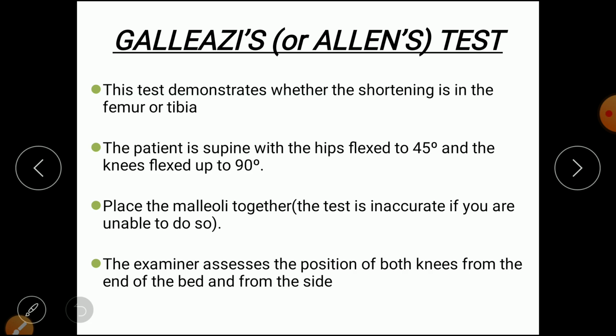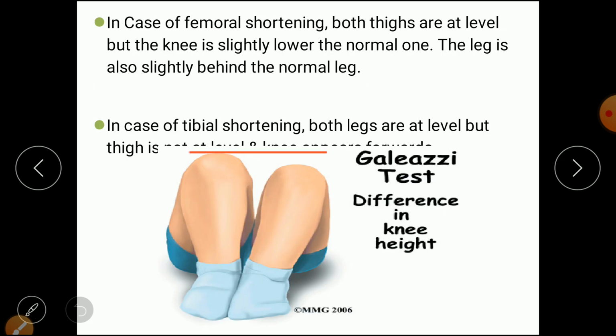The examiner assesses the position of both knees from the end of the bed and from the side. In case of femoral shortening, both thighs are at level, but the knee is slightly lower than the normal one. In case of tibial shortening, both legs are at the level, but the thigh is not at the level. So this is how you can differentiate between the tibia and the femur discrepancy, okay, or the shortening. The discrepancy occurs due to femur shortening or tibia shortening.